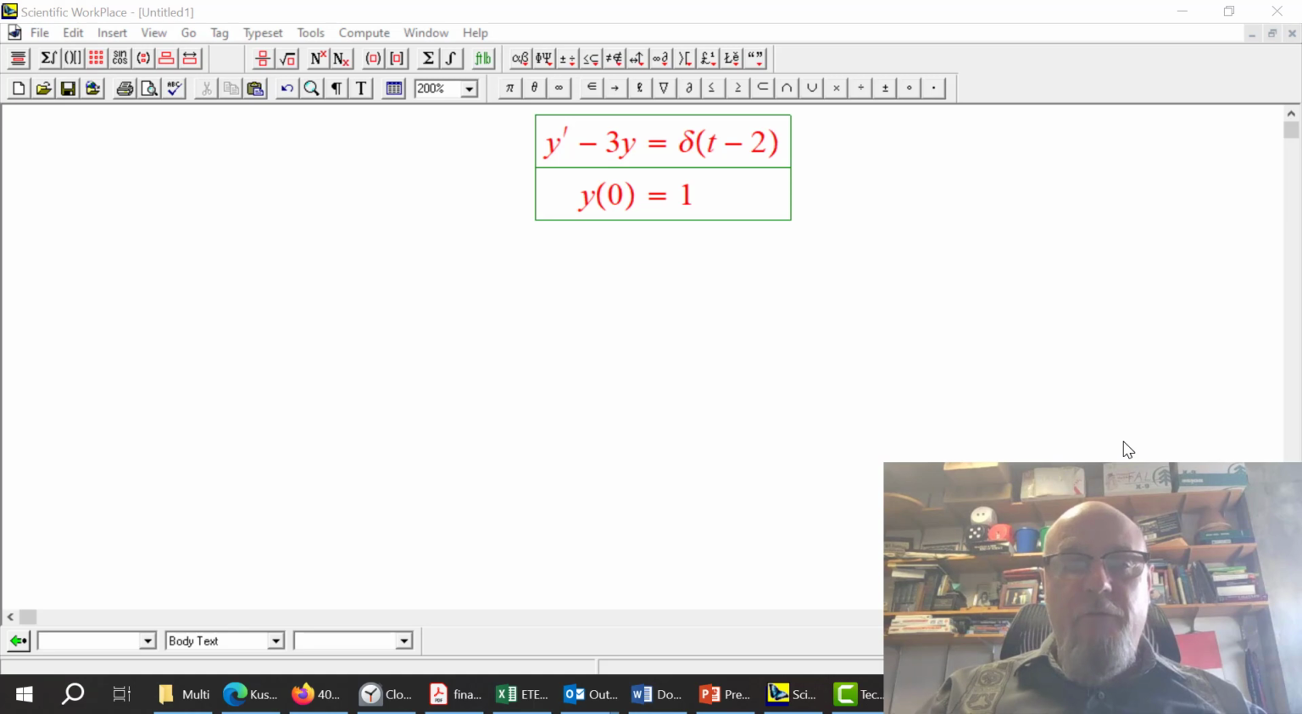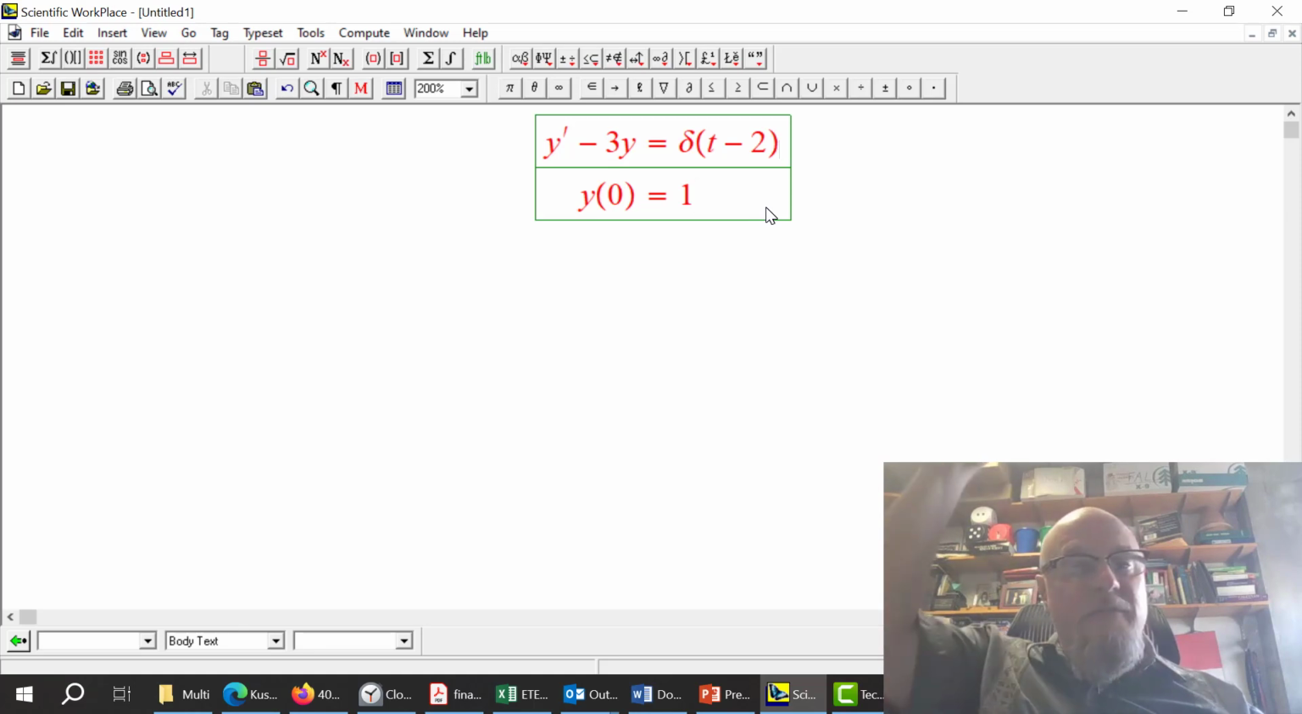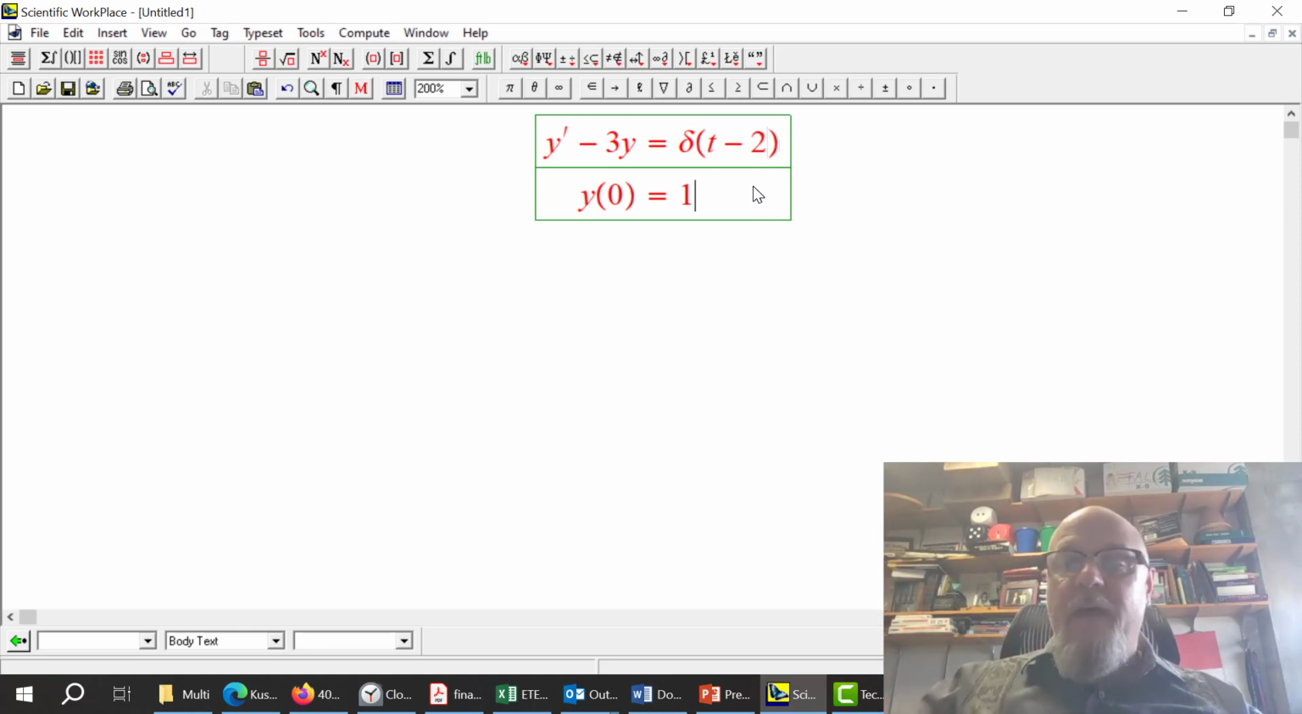So here's a linear first order differential equation. It's linear first order constant coefficients, and the p part, if I'm thinking about it as y prime plus py equals q, the q part, I guess, is this Dirac delta function. So the Dirac delta function is that infinite spike, and that infinite spike happens at 2 seconds.